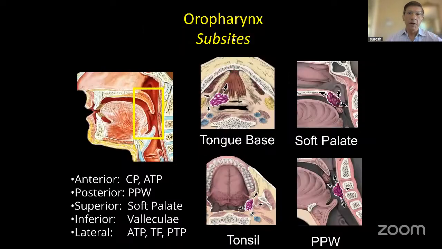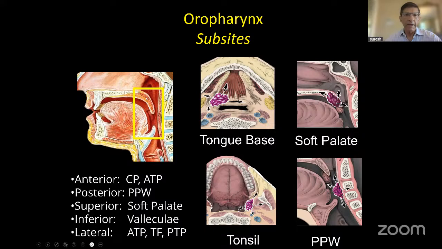So we're going to first start out about the oropharynx. And I think from my standpoint, when I talk about radiology, it really is all about anatomy. So regardless of where you're from, whether you're a radiologist or an ENT surgeon or a radiation oncologist or general practitioner, the one common language that we have is anatomy. So when we look at the subsites of the oropharynx, it's divided into the tongue base, the soft palate, the tonsil, and the posterior pharyngeal wall.